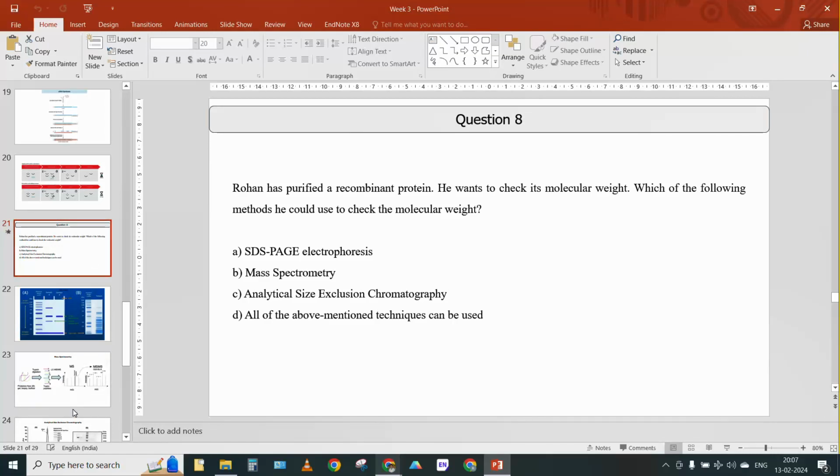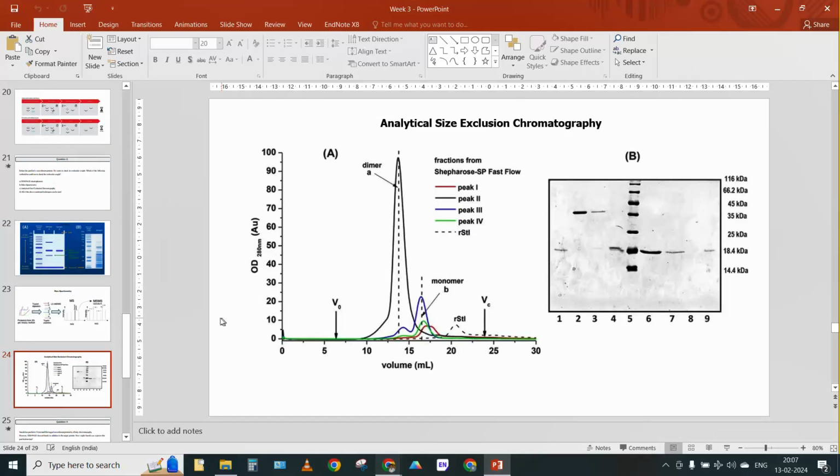And the last method is analytical size exclusion chromatography. In layman language we can call this SEC, size exclusion chromatography. In our lab we only say SEC. SEC is a gel filtration chromatography, which is a powerful analytical technique used in biochemistry and molecular biology to separate and characterize macromolecules based on their size. The principle behind SEC relies on the differential exclusion of molecules from the pores in a porous gel matrix.